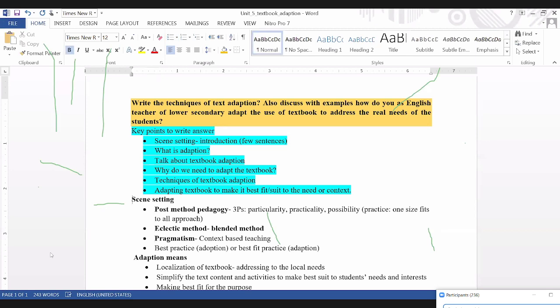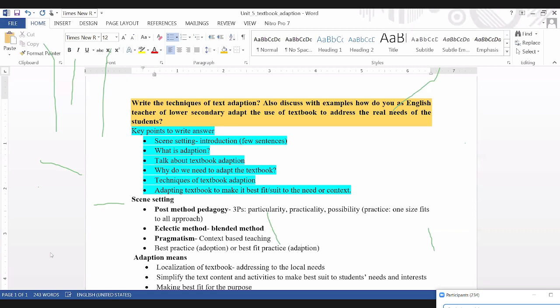Like scene setting, why do we need to talk about text adaptation? Because of context. We have post-method pedagogy in the present time. Then the eclectic method is in practice, and that is the blended method, we can also say. Then pragmatics focuses on context and language learning. So context is important, and best practice or best fit practice.